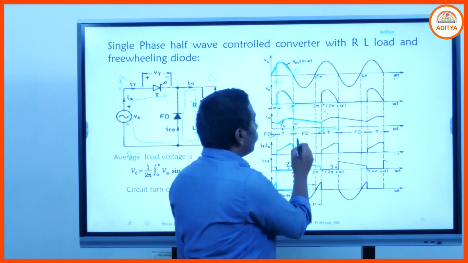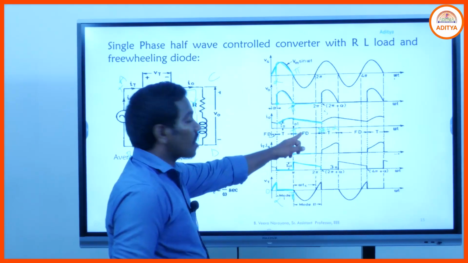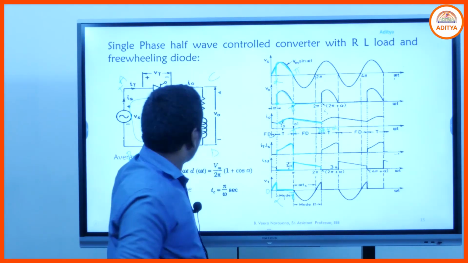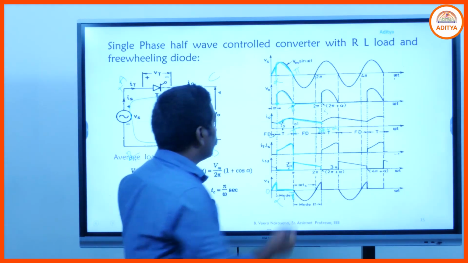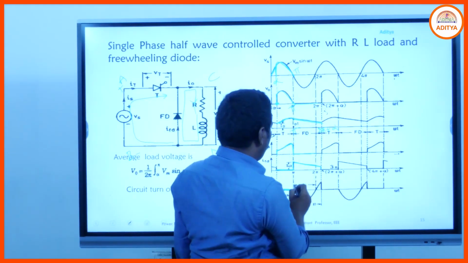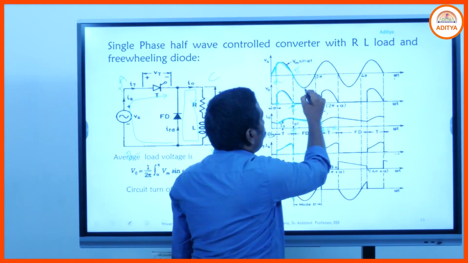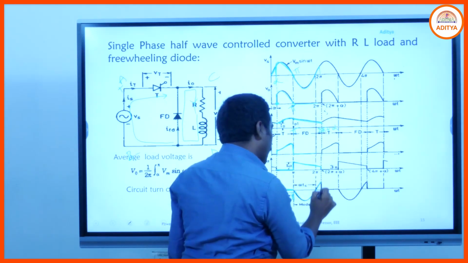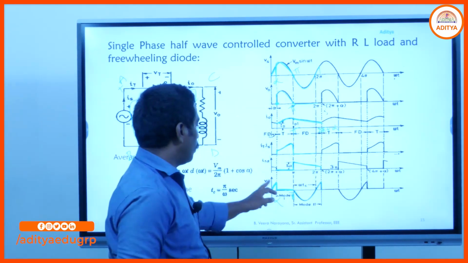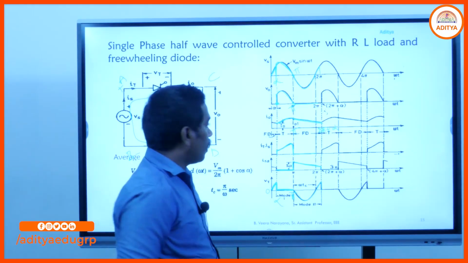And if the freewheeling diode is coming into the picture, then what is the state of the SCR? Off state. If the SCR is in the off state, this negative portion of the source from pi to 2 pi plus alpha is available across the SCR. This is the voltage across the thyristor.